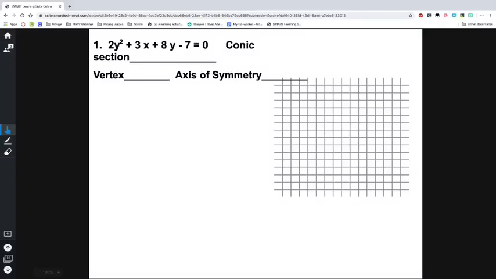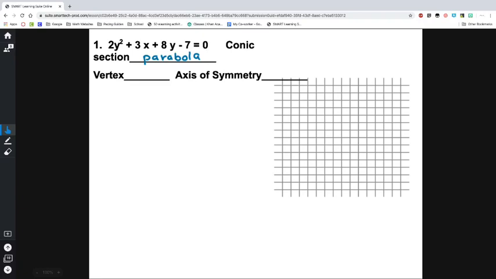Okay, so example 1 for conic sections. If we take a look at the information that we're given here, we see we've got x's and y's. Only one of those terms, though, is being squared. So this conic section is a parabola. And the first thing we want to do is get this parabola into vertex form so that we can identify all of the important pieces of information and then ultimately graph it.